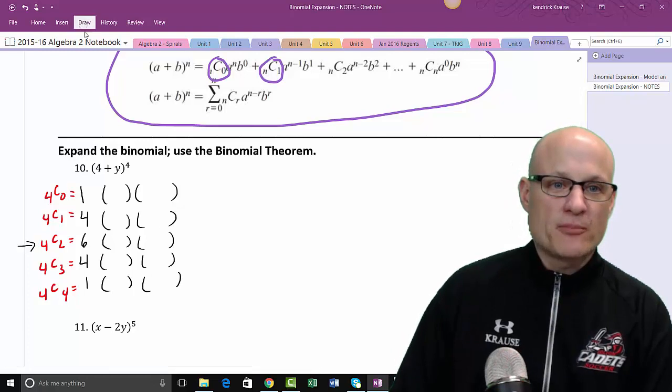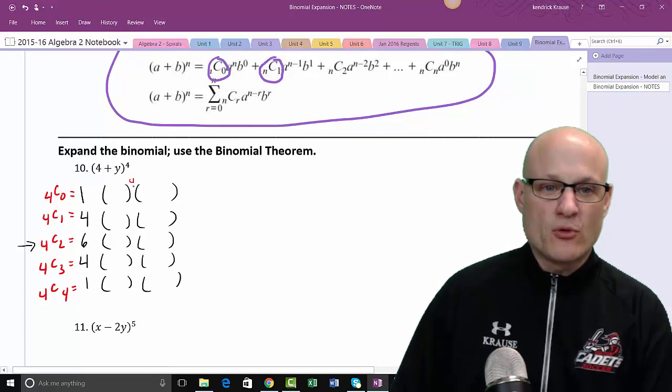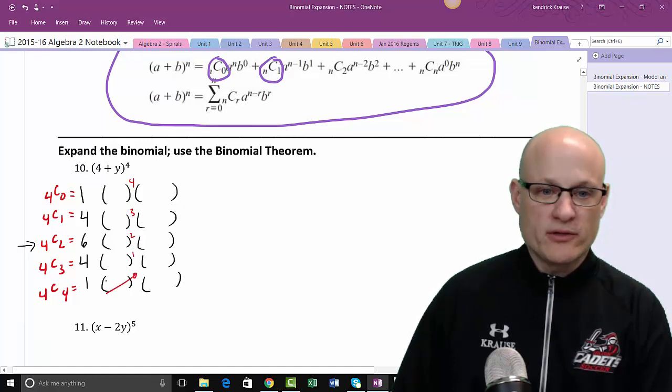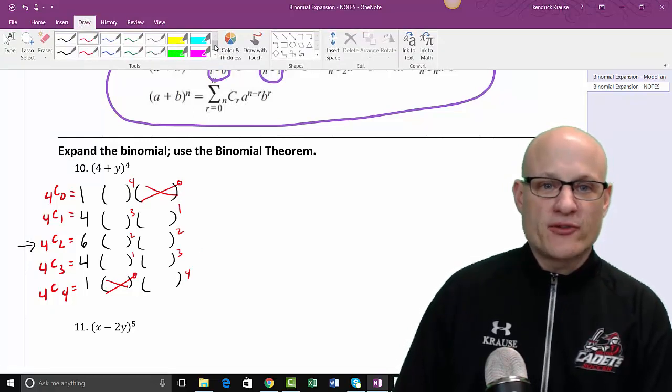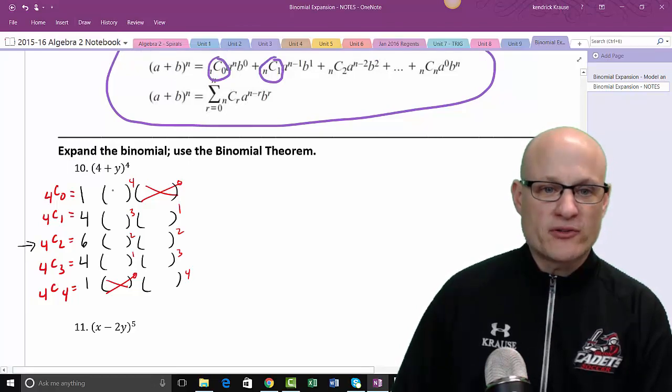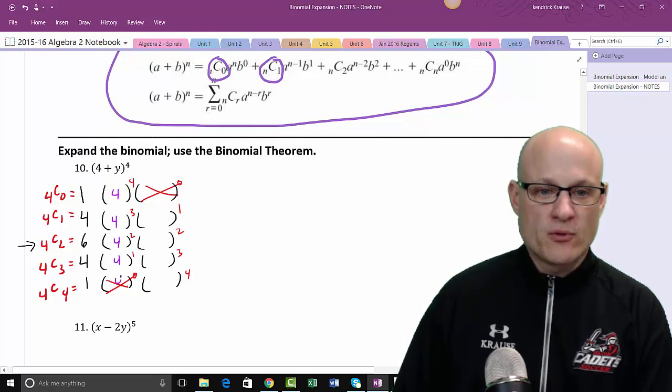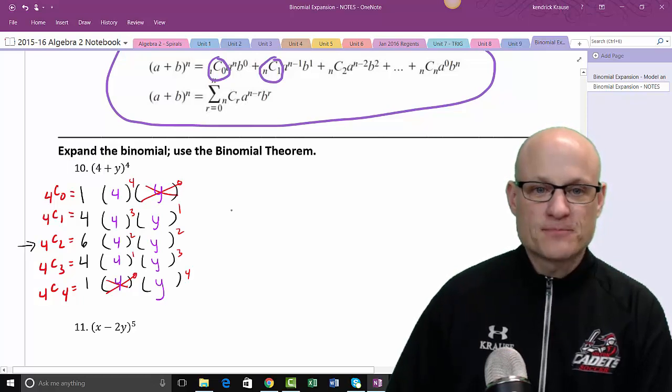Then we're going to come back up here. Let me grab my red pen. And we're going to go 4, 3, 2, 1, 0. We don't need 0. 0, 1, 2, 3, 4. In that first set of parentheses, we're going to put whatever's first. Whatever's first in this case is 4. 4, 4, 4, and 4. In the second set, we're going to put the y. y, y, y, y, and y. And we're going to find out what these things are equal to.